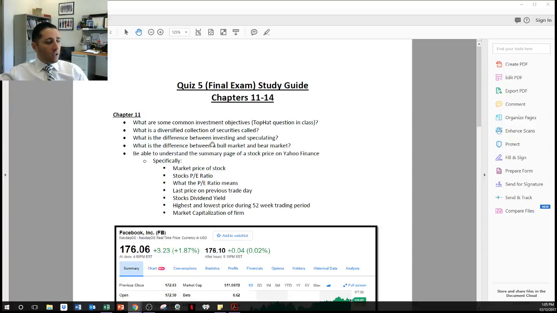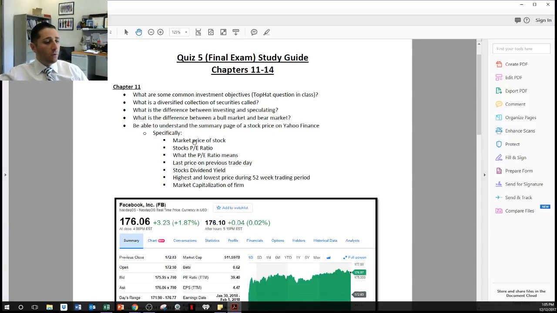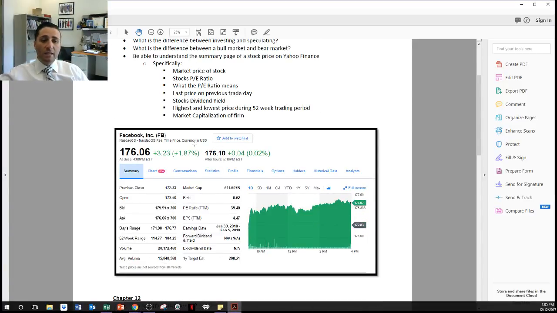And then right here, it says, be able to understand the summary page of a stock price on Yahoo Finance. So this stuff is pretty easy when we look at it. So the market price of the stock, it's going to be that big one right there, right? 176.06. That should be something that you know just instinctively. If somebody asks you, hey, what's the price of Facebook? Okay, in this screen cap, it's 176.06. That's the market price of the stock. If somebody tells you, what's the stock's PE ratio? Well, it says it right there, PE ratio, 39.4.